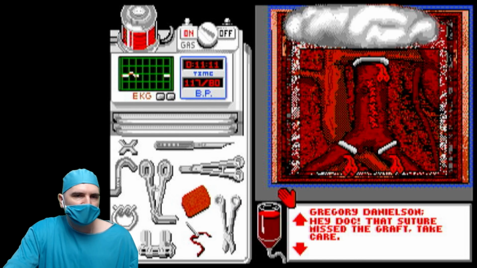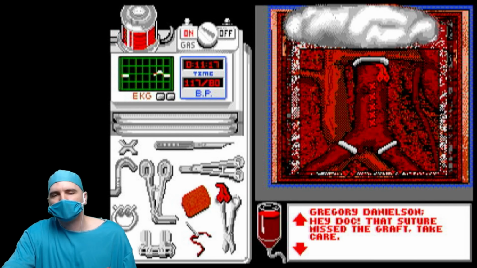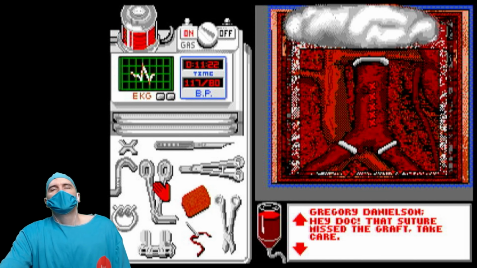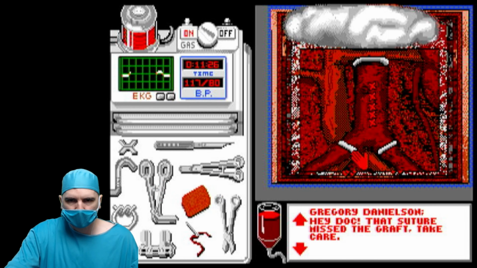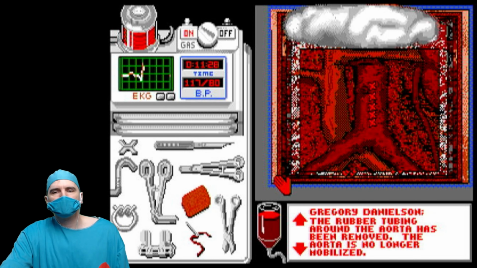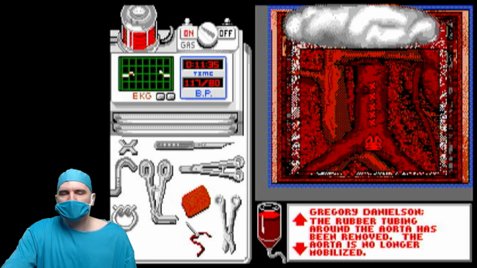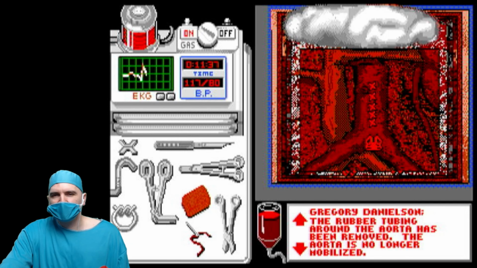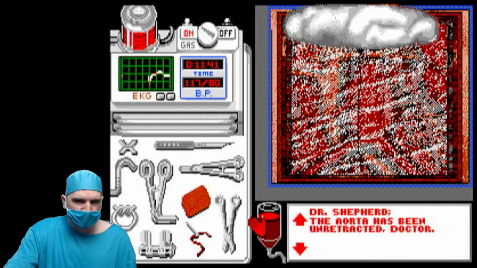Now we can start removing the clamps. And hoping no blood is going to leak through. Whew. Okay. Remove those. The rubber tubing around the aorta has been removed. The aorta is no longer mobilized. Now we're going to start putting the finishing touches to it. So close it up. The aorta has been unretracted. And we're going to stitch it up.